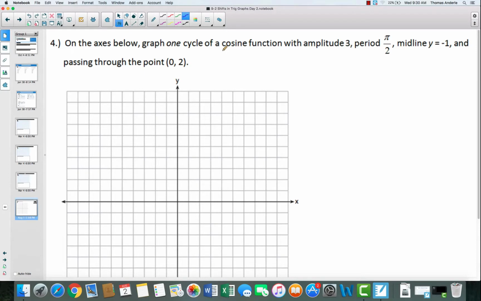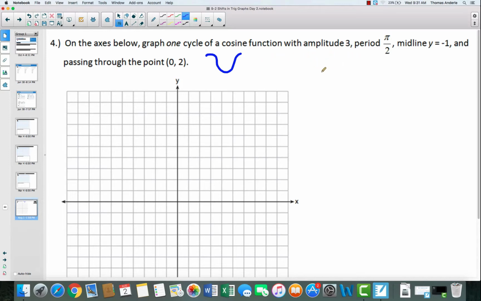The last question we are going to look at is a little bit different. This one, they don't tell us the equation, but they give us enough information needed to graph it. So it says graph one cycle of cosine, so one cycle would just be this, with amplitude 3, period pi over 2, midline y equals negative 1, and passing through the point 0, 2. So we have all of our important information.